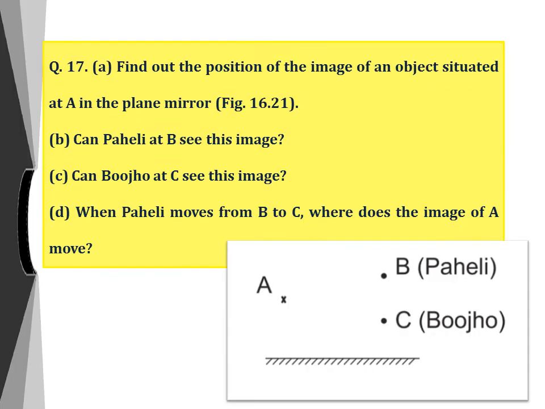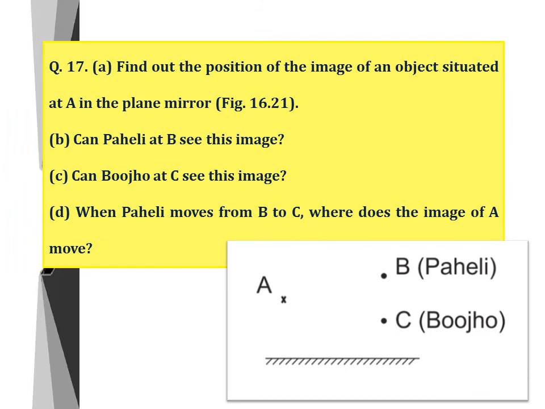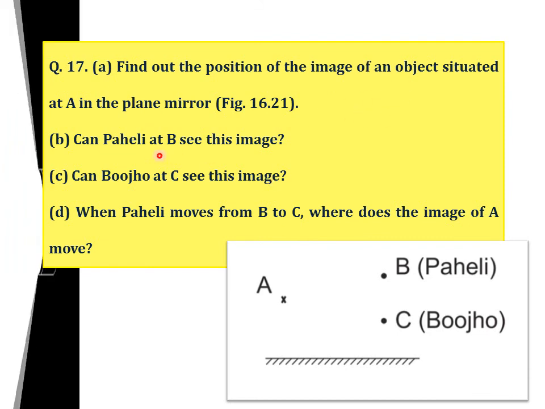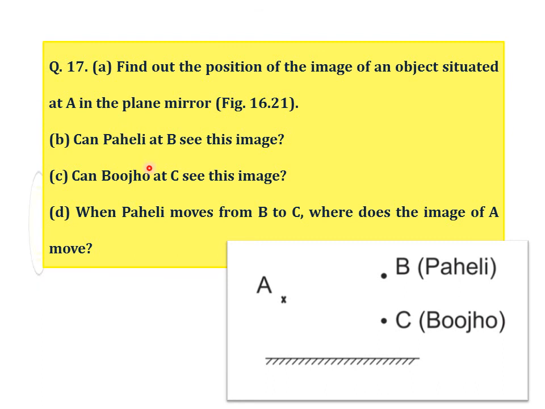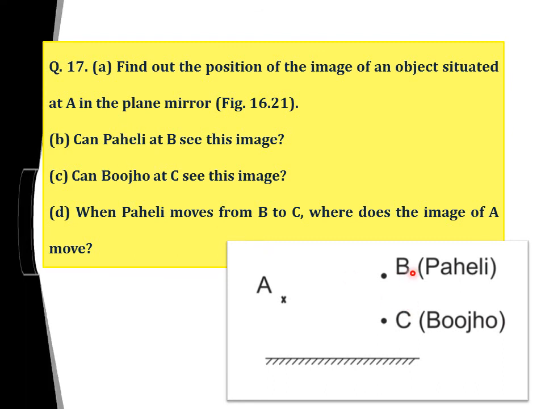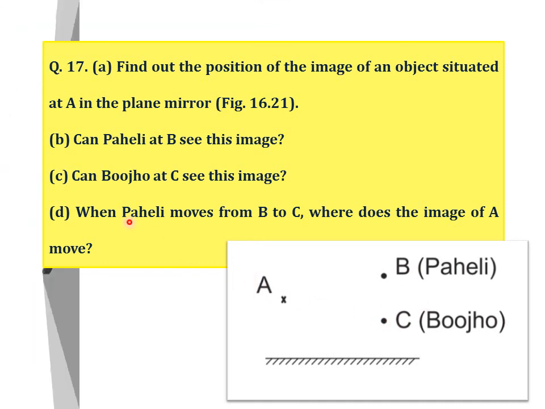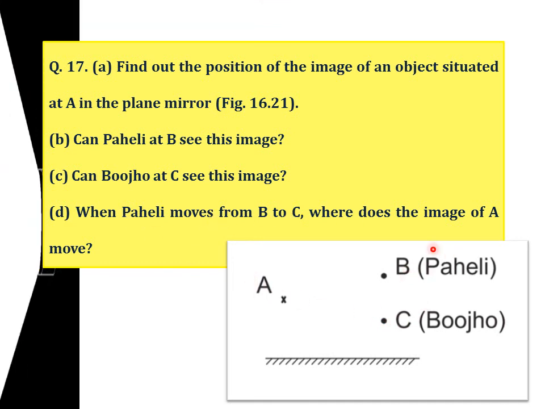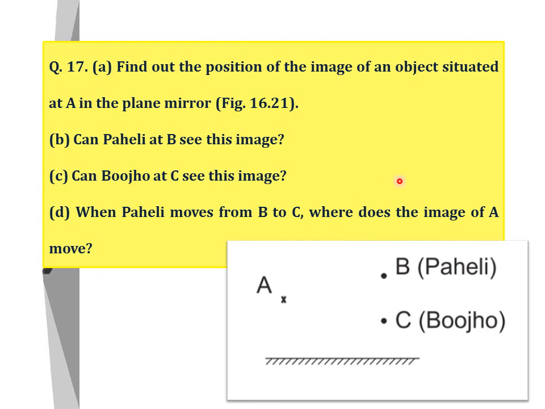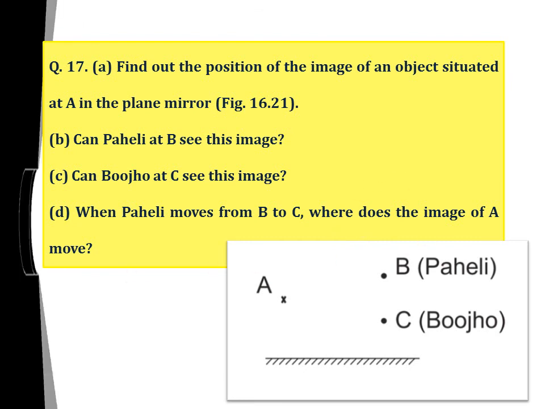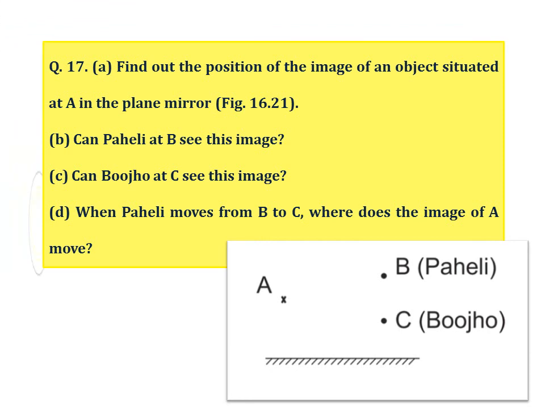Question number 17. Find out the position of the image of an object situated at A in the plane mirror. And can Paheli at B see this image? Can Paheli at C see this image? And when Paheli moves from B to C, where does the image of A move? So let's explain the position of the image and how the objects can be seen.